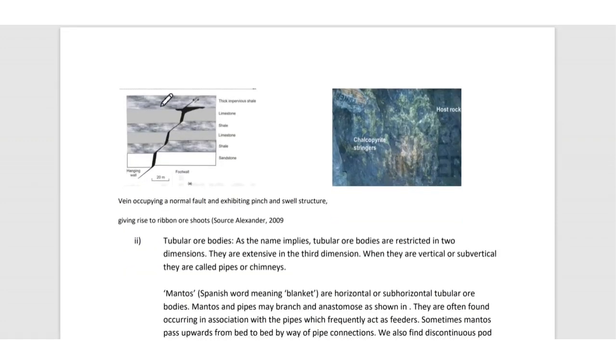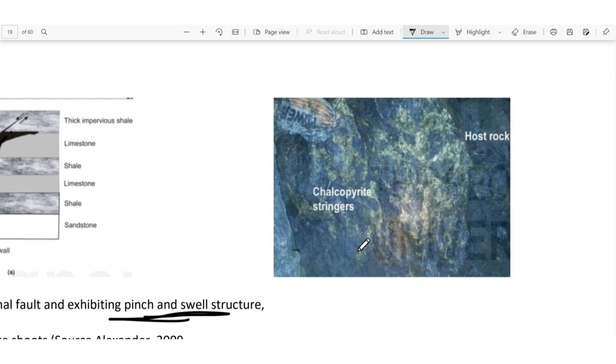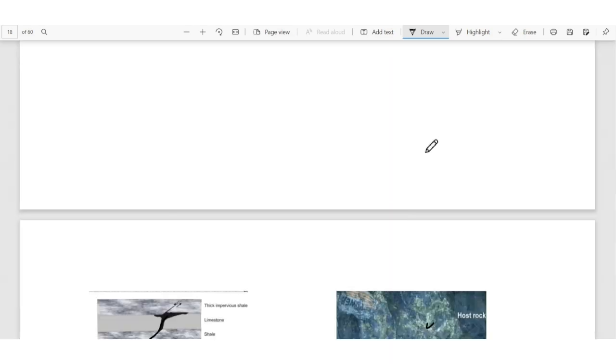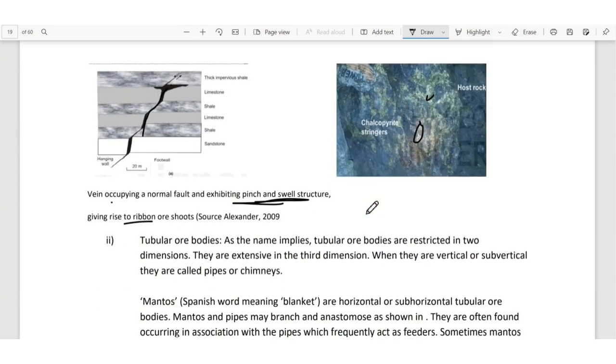Let's see how. If you look at this diagram, this is a vein. There was a normal fault present here, and this deposition of some mineral resulted in the formation of this vein. There is a pinch and swell structure present, giving rise to a ribbon overshoots. Okay, and these are the lodes which are present as stringers. This golden part here, it is written that a stringer lode is a deposit of metallic ore which is permeated by many irregular branching veins.